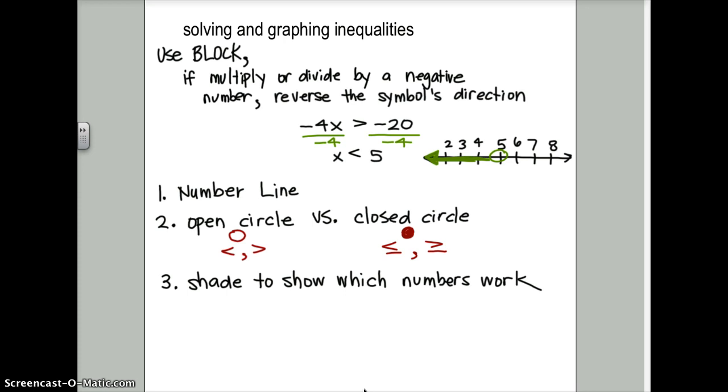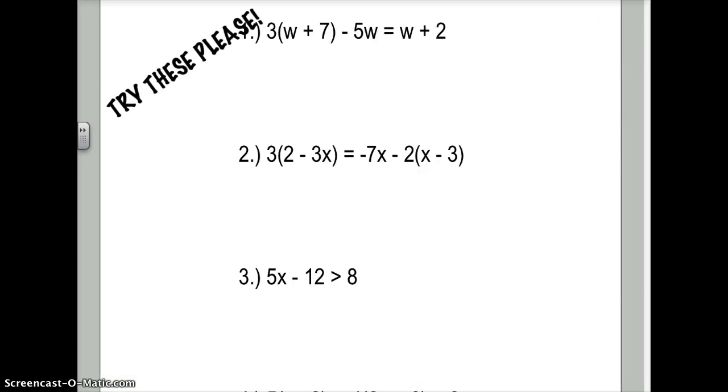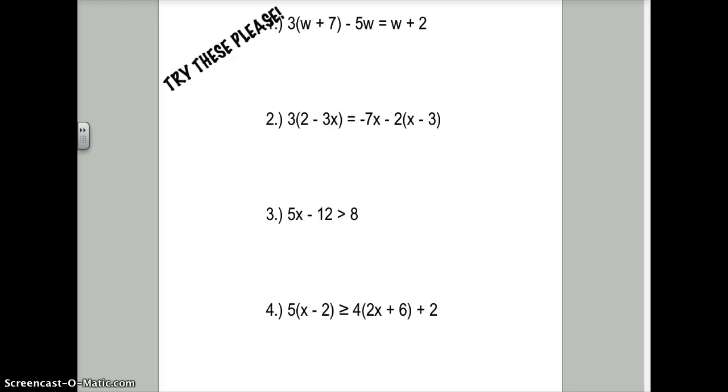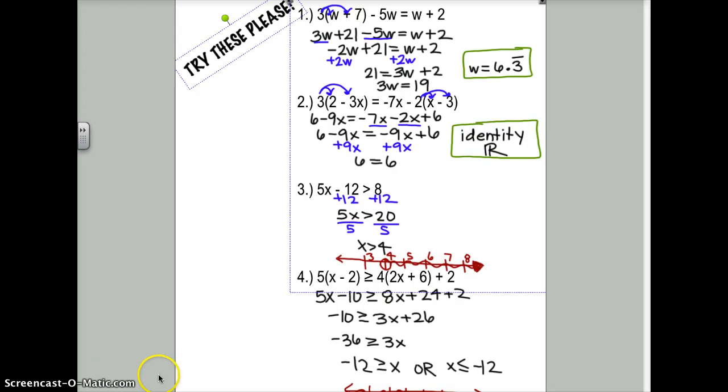Okay? Speaking of that, I have 4 problems for you to try. 4 problems. Here they are. Give them your best shot. Oh, no, just kidding. We're missing one. Give them your best shot. Make it happen. Try these, please. Push pause. Ready, go. Okay, now check your work.